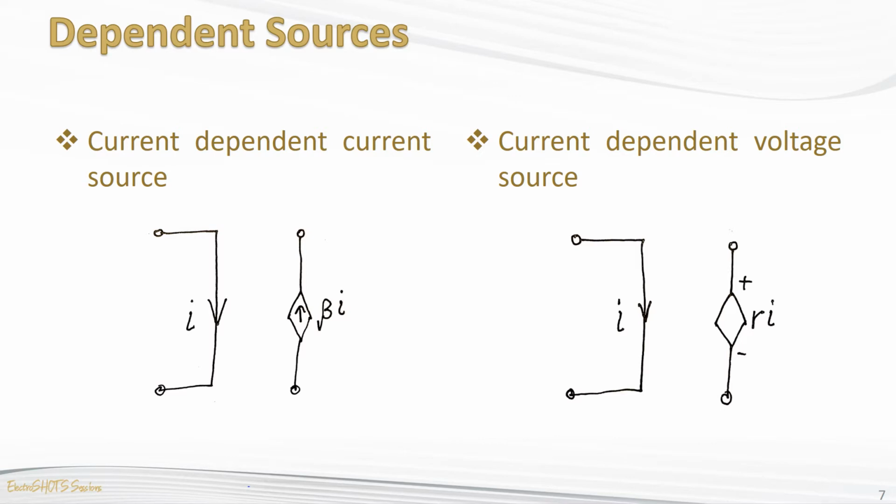The other two types of dependent sources are current dependent current source and current dependent voltage source. Here also you see two diagrams. The first one shows a current source of the value beta I, and in the second diagram it is a voltage source with the value Ri. Both these sources depend upon the value of current I in the circuit, which is a part of the circuit to which both these sources belong. Beta again is a unitless quantity, a constant of proportionality, and R has the unit of resistance, that is ohms.